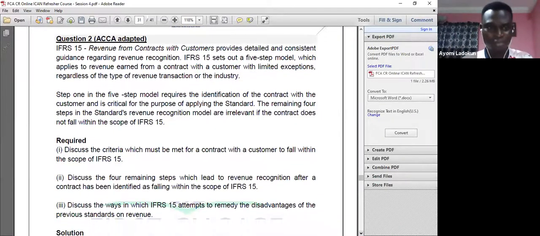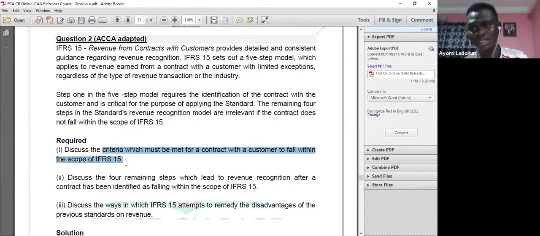All right. Now, I will also go straight to the requirements here. It said, discuss the criteria which must be met for a contract with a customer to fall within the scope of IFRS 15. My class, this is what I've just said. Do you remember, under my step 1, when I said the customer must have the intention and the capacity to pay.